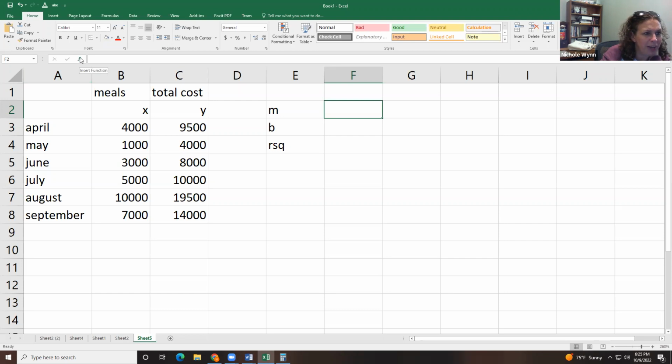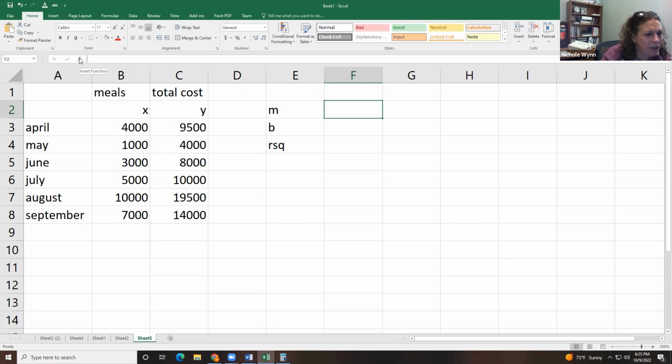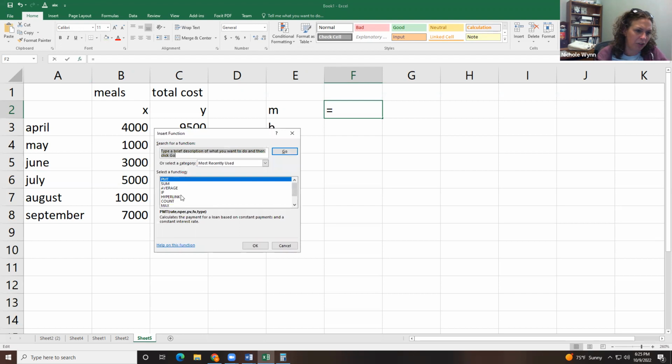So I hit this little F of X button right here. You can also go to the formulas and insert a function right there. But I always just hit that little button right there, insert function. And when I do hit that button, then this little box comes up. And what I'm looking for is a statistical function, but the name of the function is called slope. So slope, search for a function. I'm going to type the word slope and then I'm going to hit go.